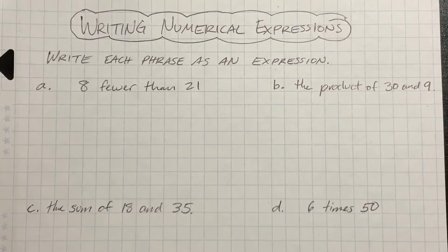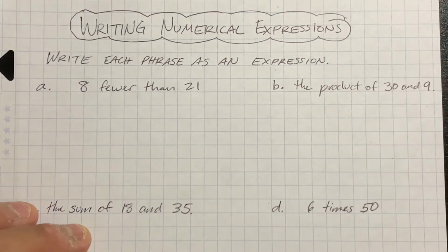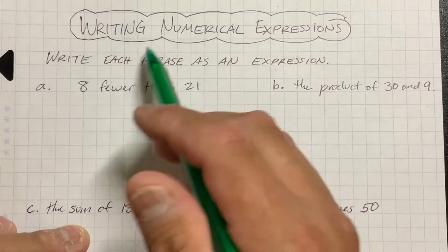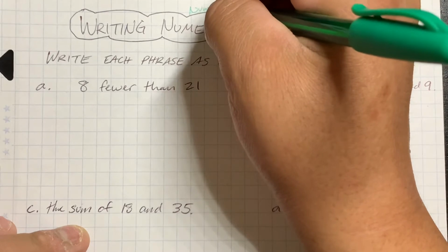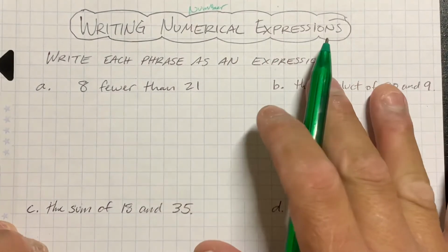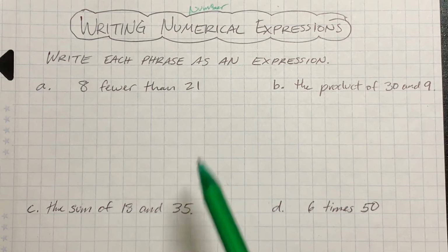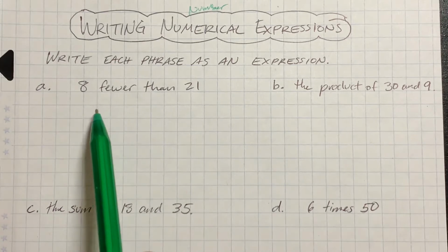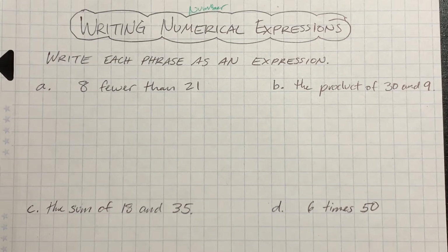All right, for this example, we're going to write numerical expressions. Numerical, we're talking about numbers. So, expressions that have nothing but numbers in them. Our directions tell us to write each phrase as an expression. So, we have 8 fewer than 21. Now we're going to write the numerical expression.